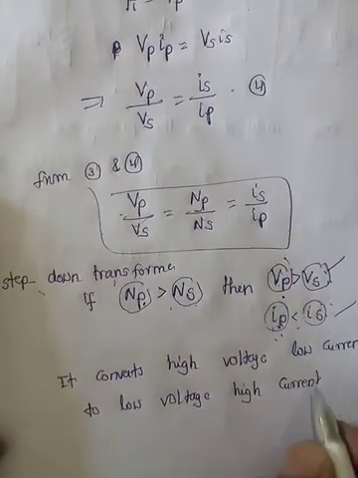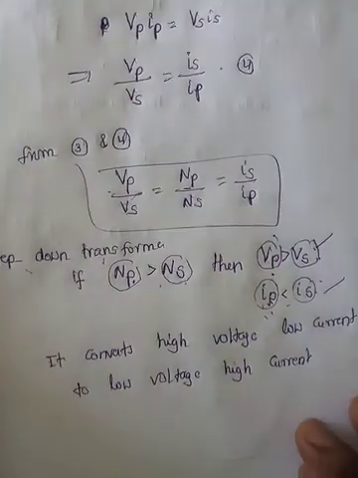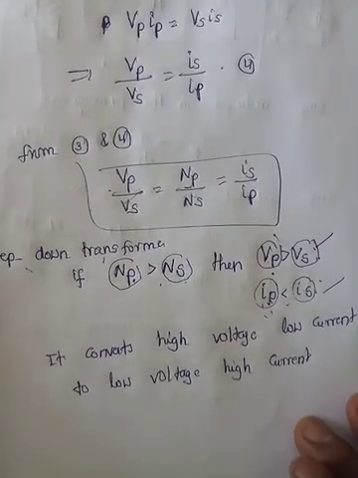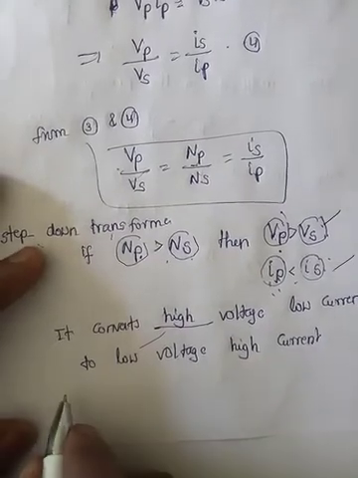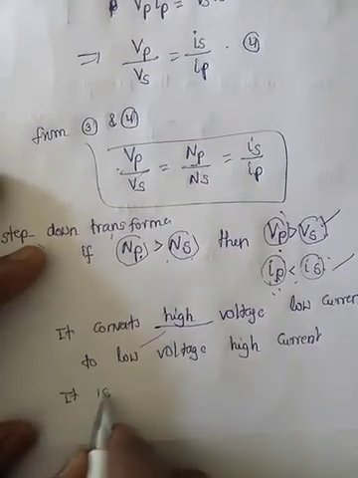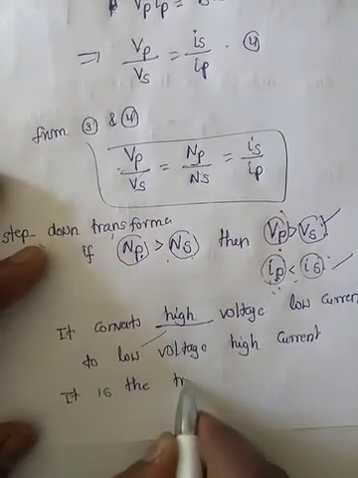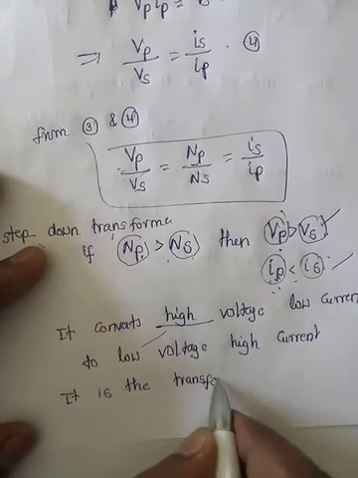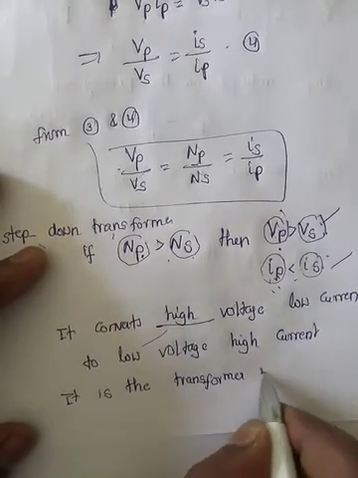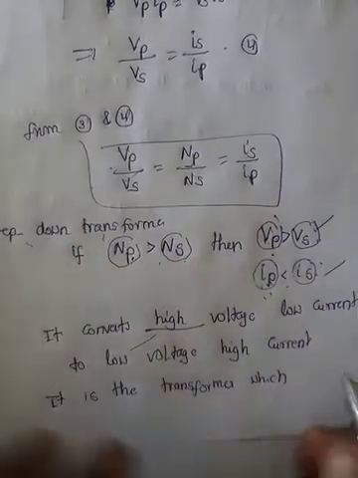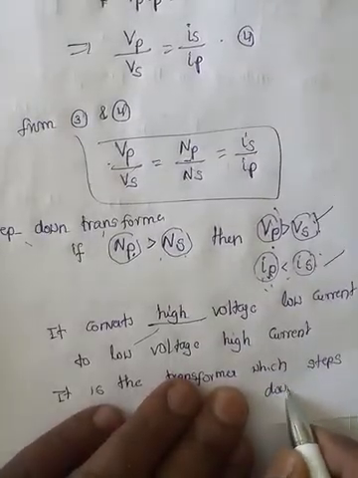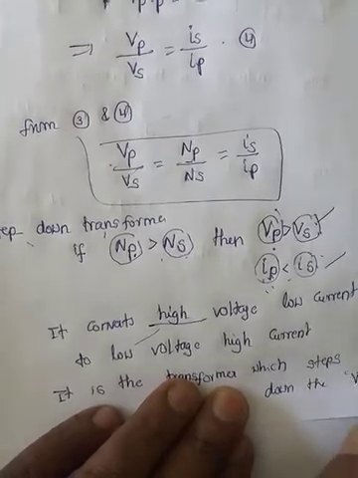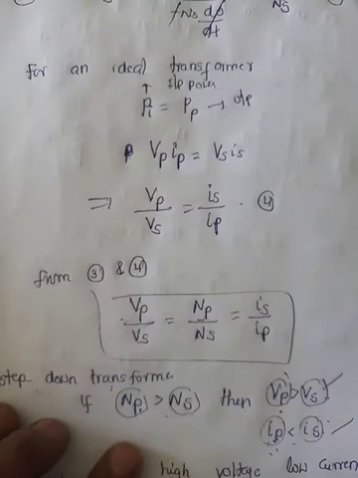High voltage low current to low voltage high current. Simply we can write what? It is a transformer which steps down the alternating voltage, right? Because high voltage is decreased. So the simple definition of what? It is the transformer which, what it will do? Steps down the alternating voltage. Okay. In a similar way, here what we consider Np is greater than Ns.